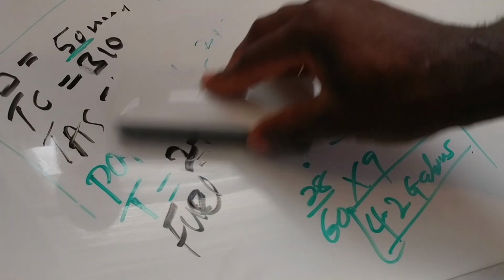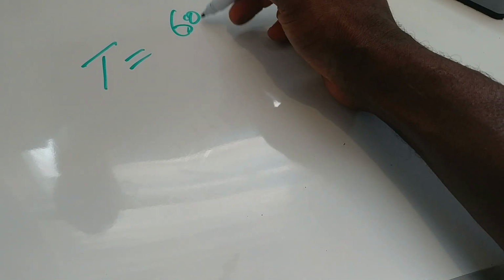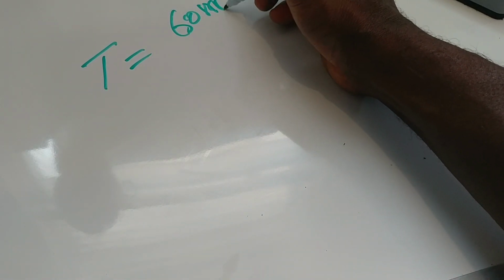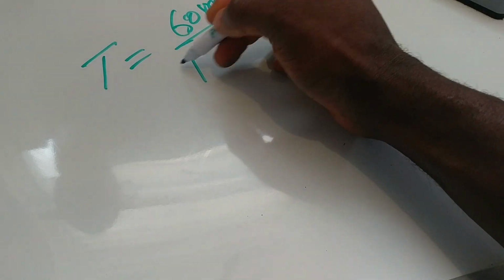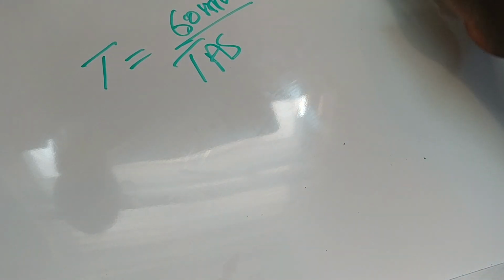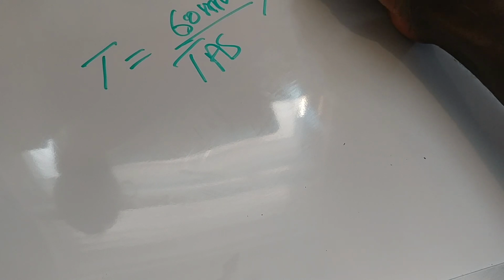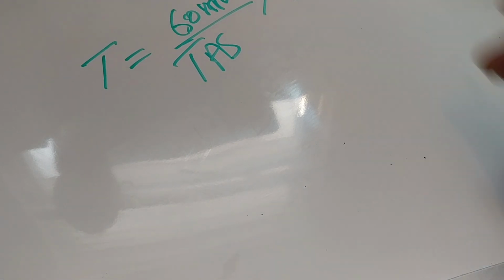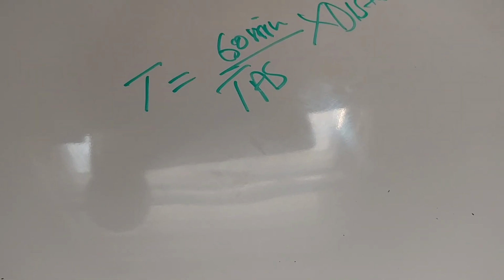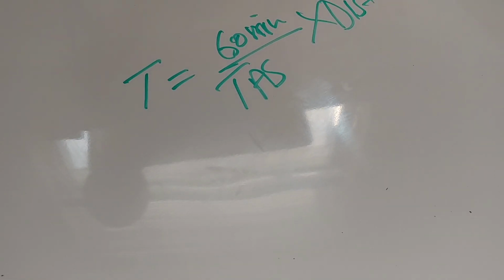So people are asking me about the formula. So the formula for the time is equal to 60 minutes divided by true airspeed times the distance to be traveled.